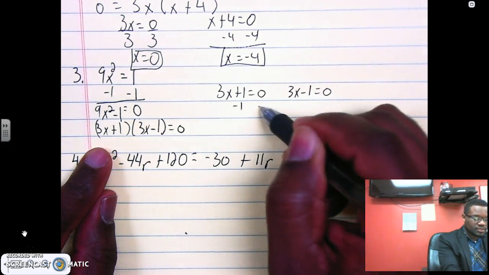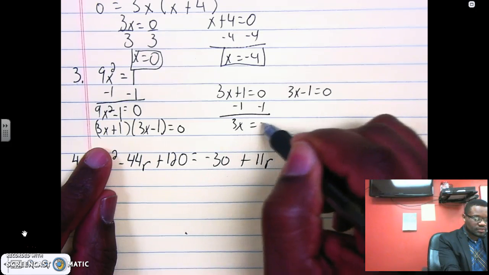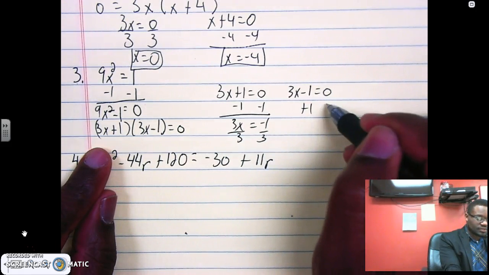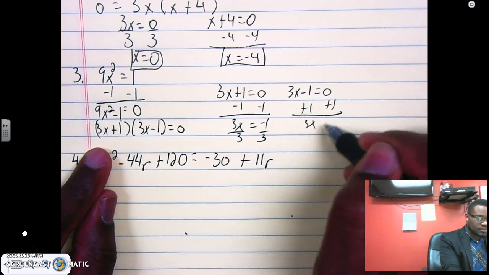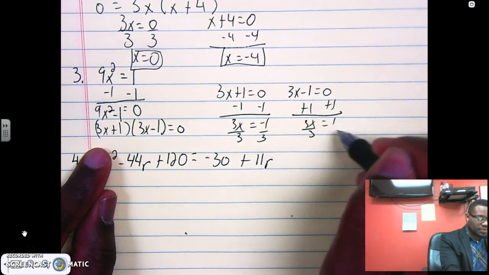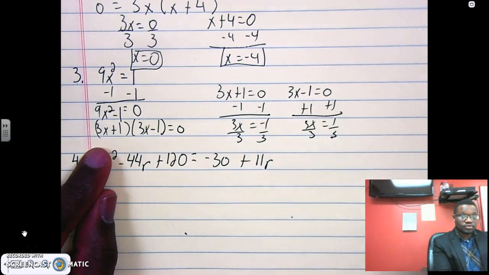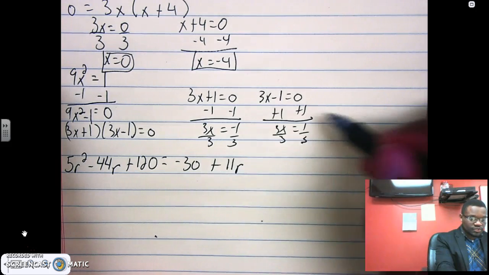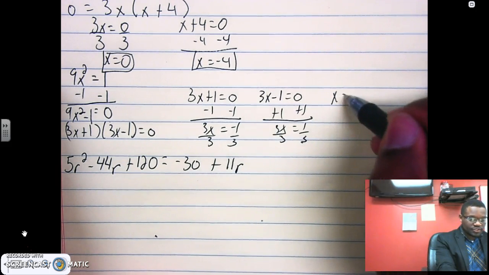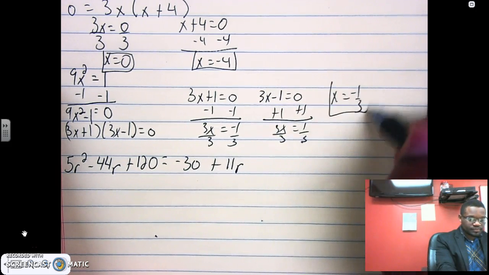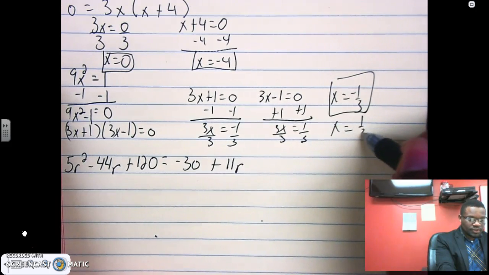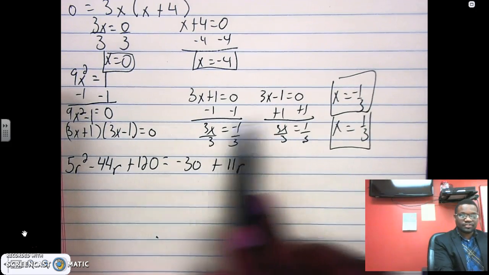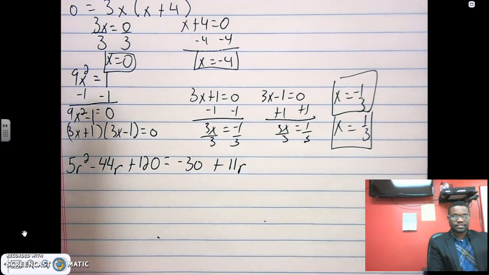So you subtract 1, divide by 3, add 1, divide by 3, and so your two solutions, because I'm running out of space, that's why I'm writing it like this. Your two solutions for this one are x equals negative 1/3 and x equals 1/3. I just wrote it out this way because I couldn't work down.